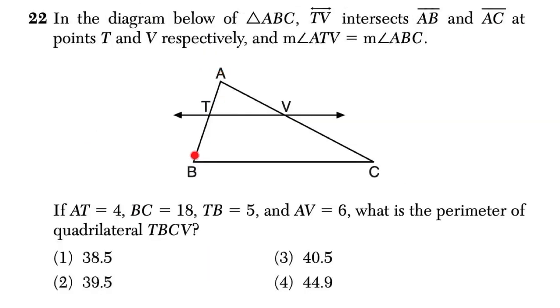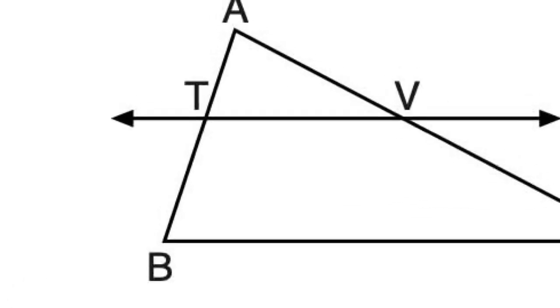Next question. In the diagram below of triangle ABC, we've got TV intersecting AB and AC at points T and V respectively. And then it says that angle ATV and ABC are congruent to one another. And that's critical because if we zoom in and we mark up the diagram to reflect that, what do we know? I know that this length and this side length are parallel to one another because of corresponding angles.